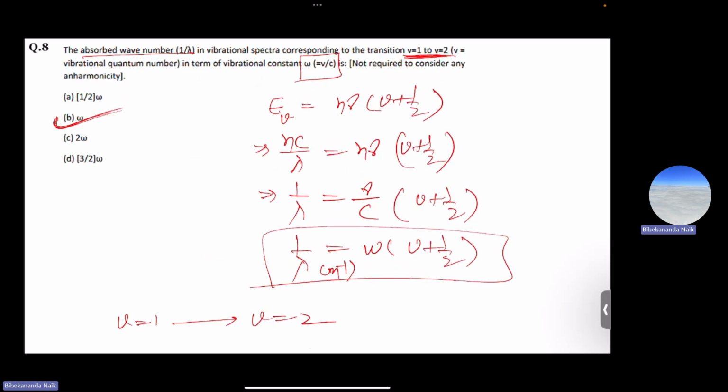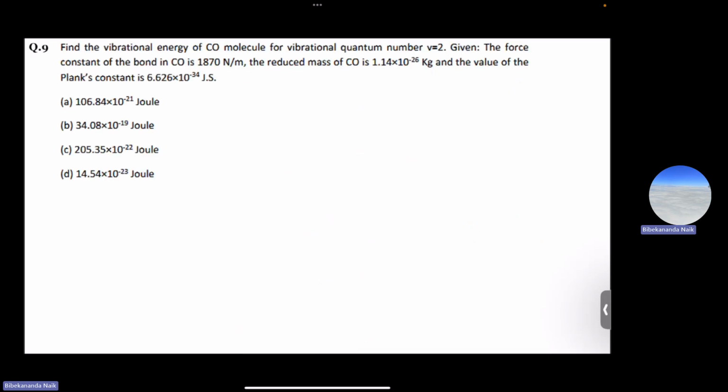I hope this is clear to everyone. It was a pretty much simpler question as compared to the questions that we have been solving throughout the day. So now this is question number 9.